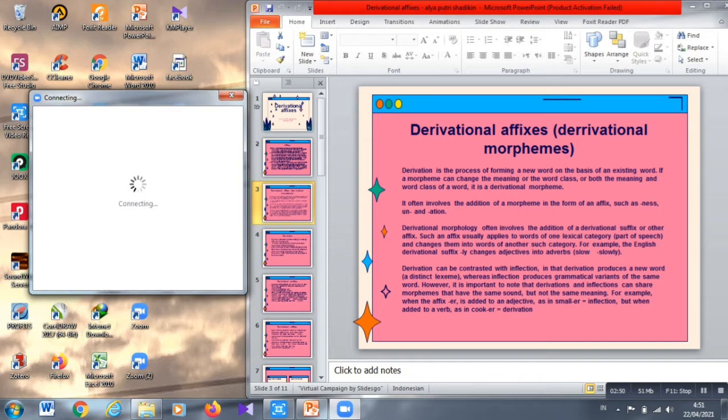Such an affix usually applies to words of one lexical category or part of speech and changes them into words of another such category. For example, the English derivational suffix ly changes adjectives into adverbs. Slow to slowly. It has a different meaning, right?